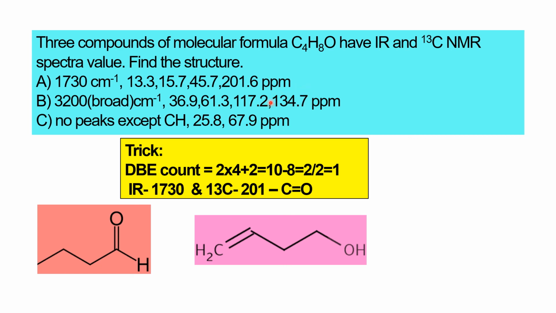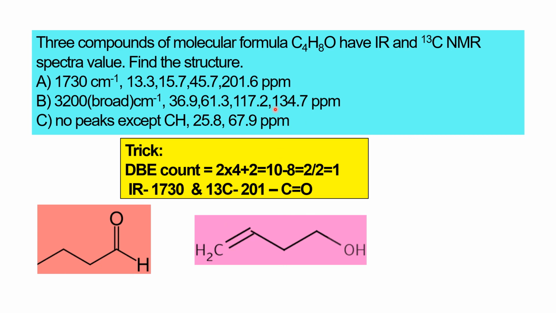134 shows there is a double bond. Okay, 133, 132, 134, that shows a double bond, the alkene group is there. And 61 shows what? Oxygen attached to the carbon atom, 61 and 39. So here OH is there, and the carbon attached to OH is 61.9. This alkene group is there.